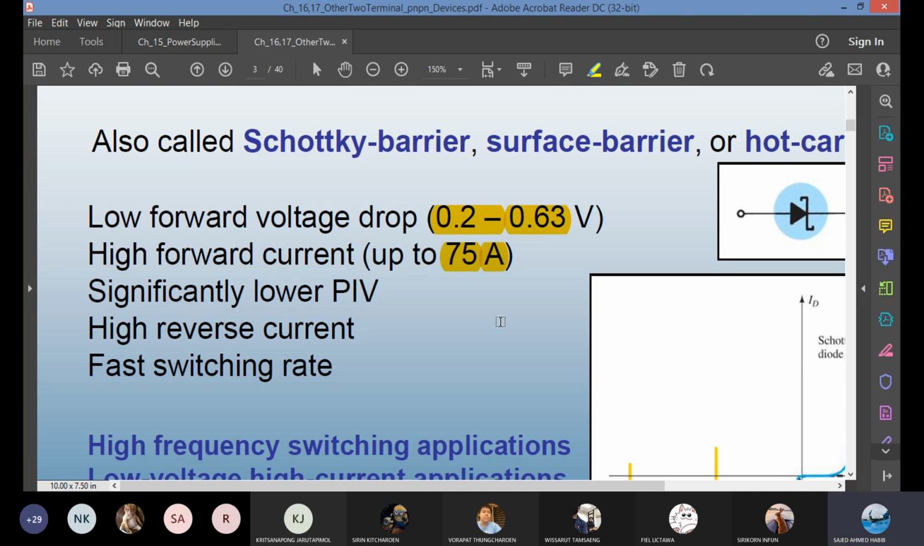1 ampere current can kill a human. If you take 1 ampere of current for 4 seconds, your heart will stop. This is 75 ampere. And we discussed the significantly lower peak inverse voltage. The reverse current is high, the switching rate is fast. As I've said, it can be 100 picosecond.